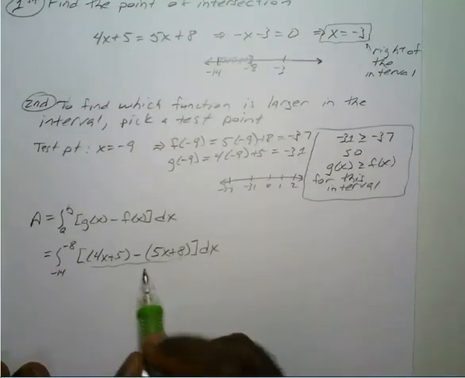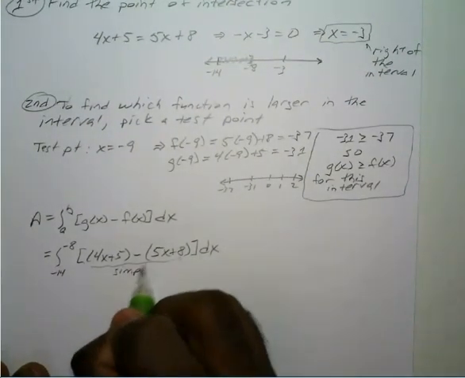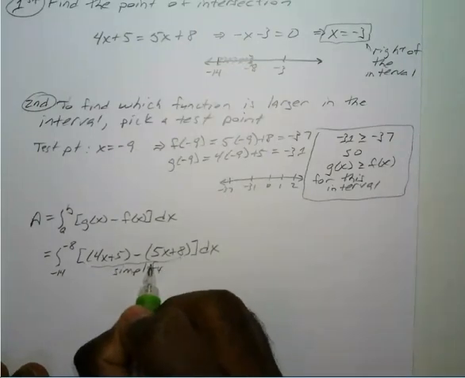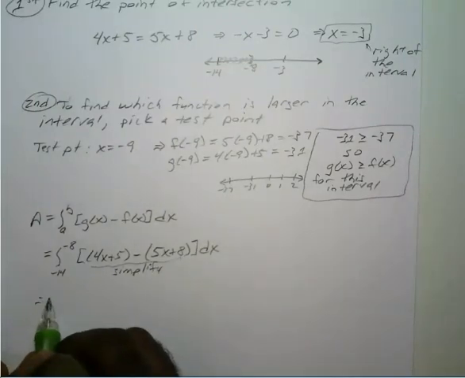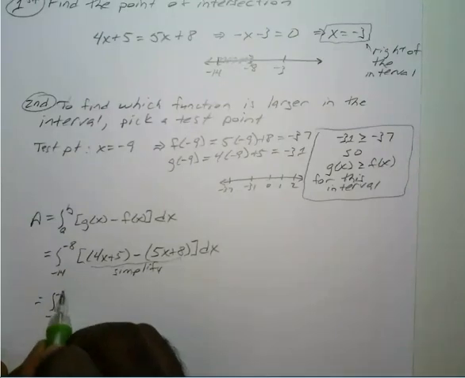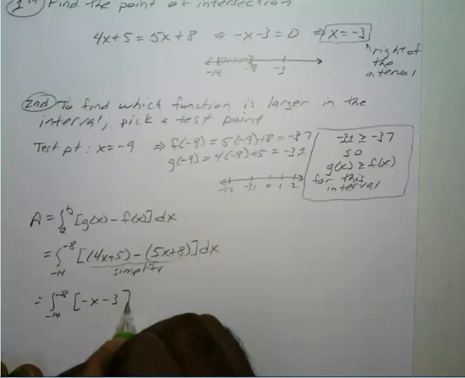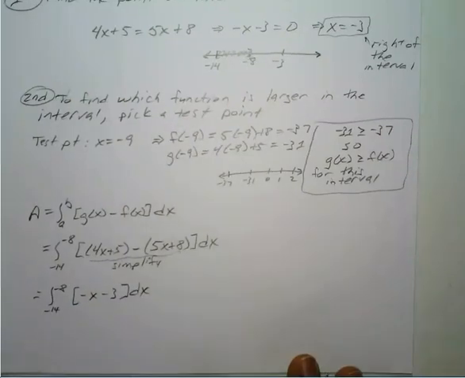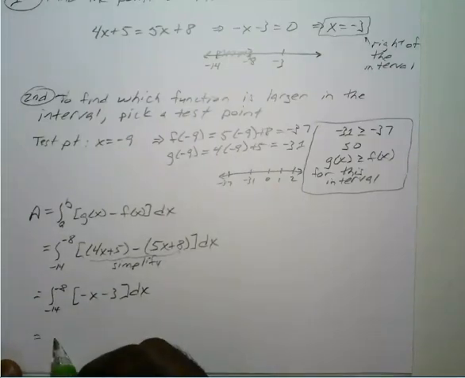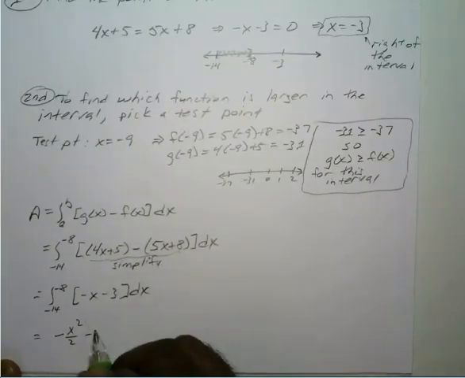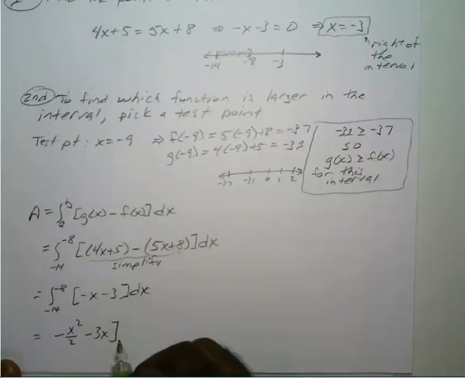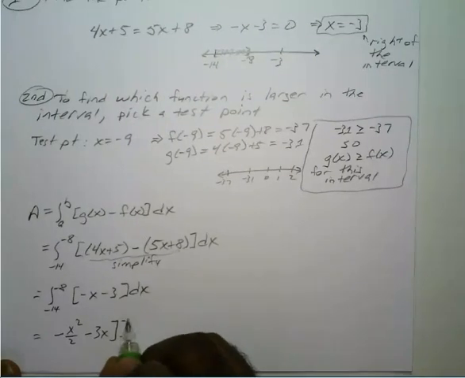Okay, and again, we combine our like terms and simplify what's in there. So that gives us the integral from negative 14 to negative 8 of negative x minus 3 with respect to x. Then we go ahead and integrate. The integral of negative x is negative x squared over 2 minus the integral of 3, which is 3x. And that's from negative 14 to negative 8.